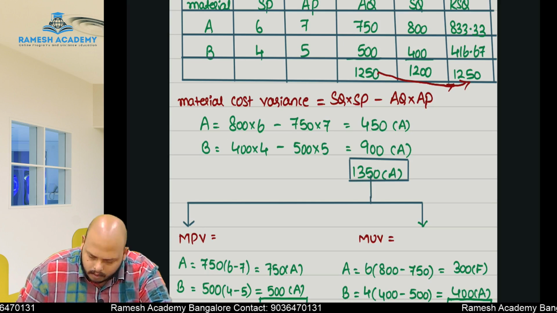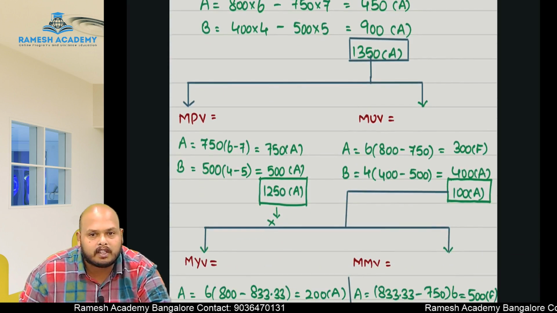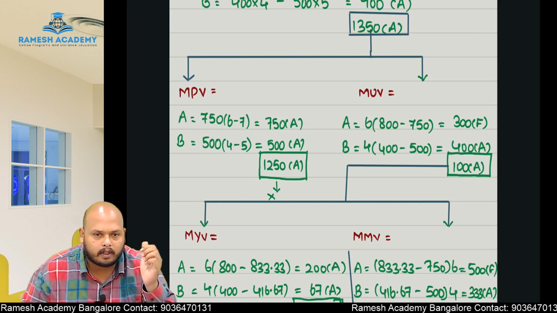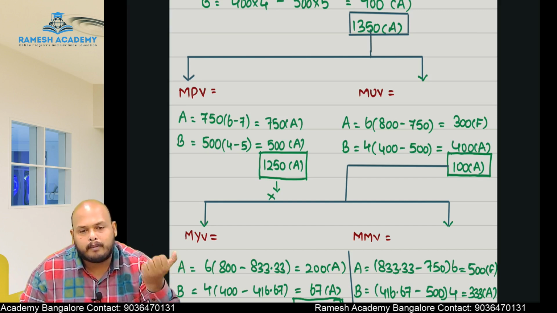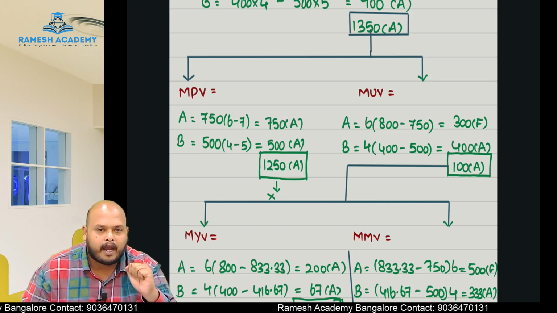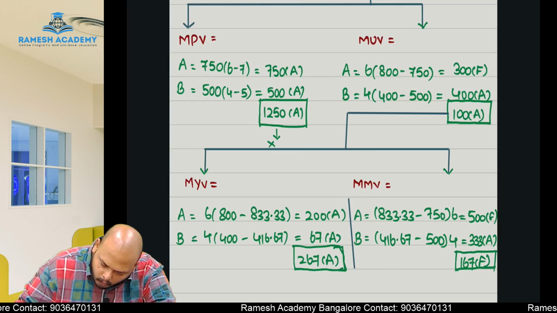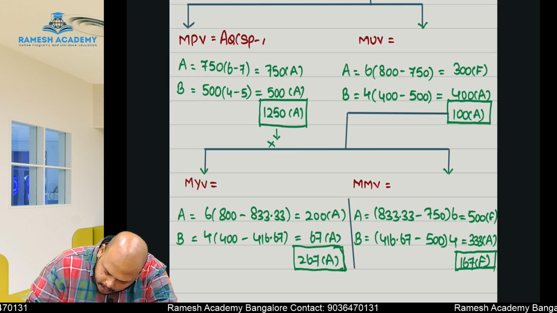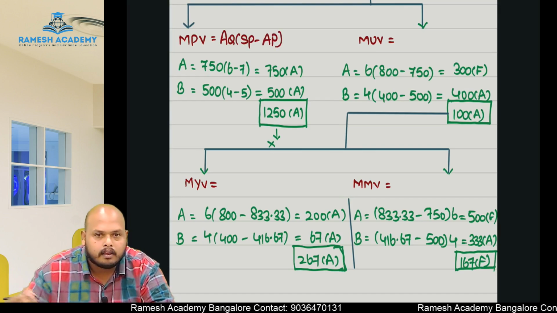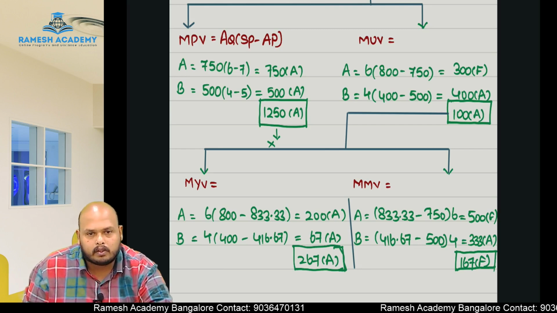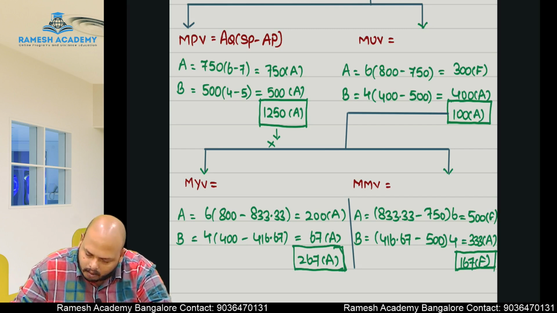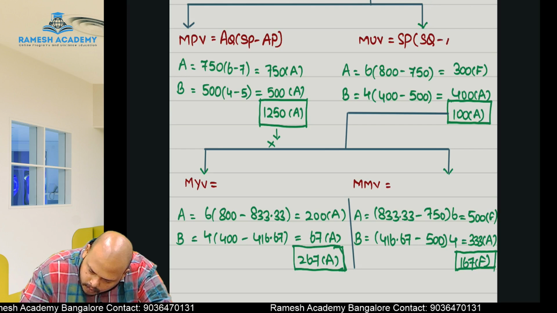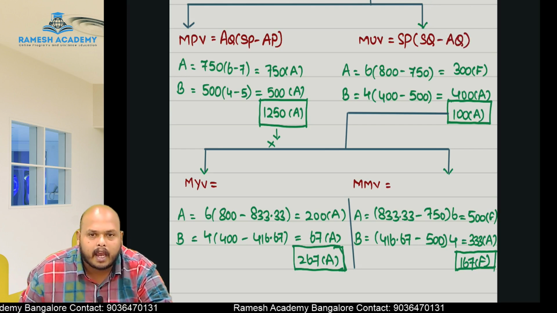Next, material price variance is equal to, what is the formula we can write here? While calculating price variance, we have to keep quantity constant. Because of which quantity will the impact be there? Actual quantity. Actual quantity into standard price minus actual price. This is the formula. Usage variance: while calculating usage, we have to keep price constant. Which price will remain constant? Standard price into standard quantity minus actual quantity.